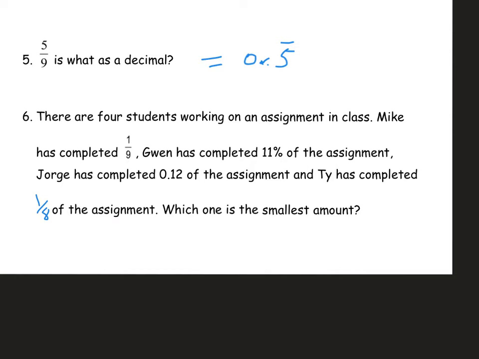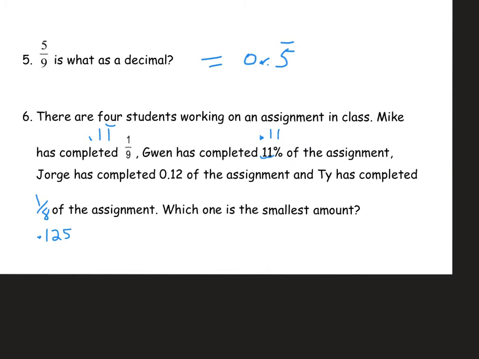So if I take 1 and I divide that by 9, sorry, it gives me 0.11 repeating. So let me write that down. And that's repeating. 11% is 11 divided by 100 would give me 0.11. Jorge has completed 0.12. I don't have to worry about that. And 1 divided by 8 is equal to 0.125. So they want to know which one has completed the smallest amount, the least amount of the assignment.